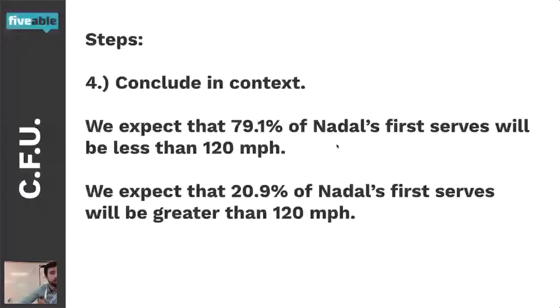Oh, and then always state it in context. So we expect that 79.1% of Nadal's first serves will be less than 120. We expect 20.9% of his serves to be greater than 120. How do we get that? Well, if about 80% of his serves are going to be less, that leaves 20% that have to be more. So we essentially did 1 minus the probability that he did serve less than 120 to get the probability that he will serve more than 120.